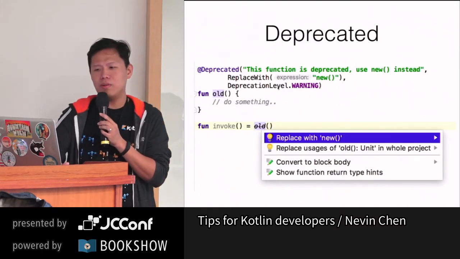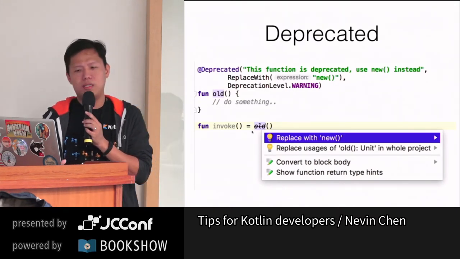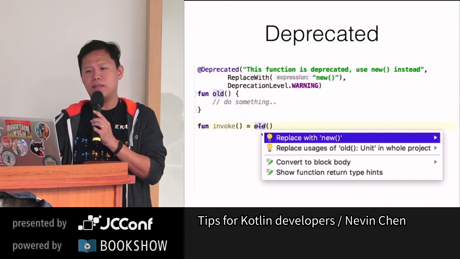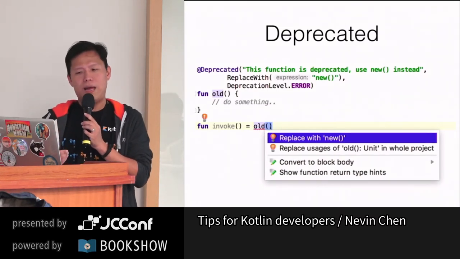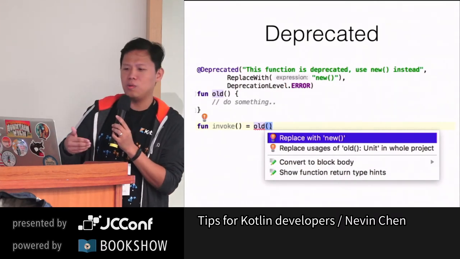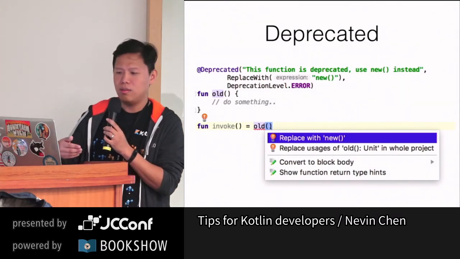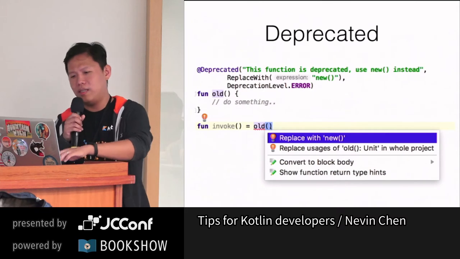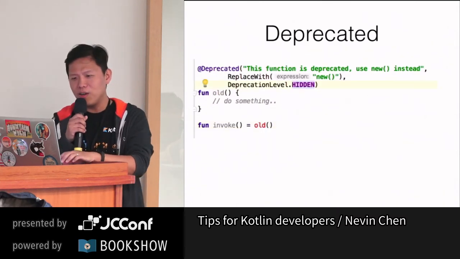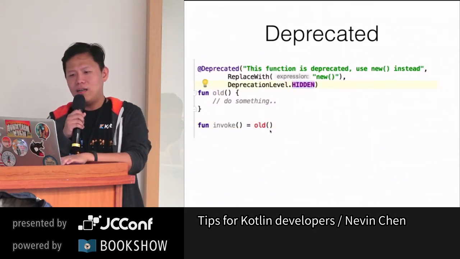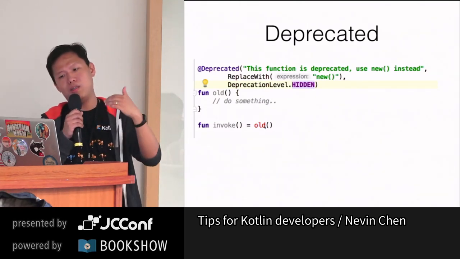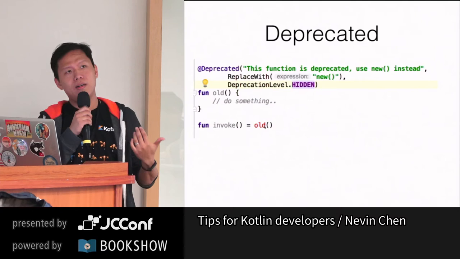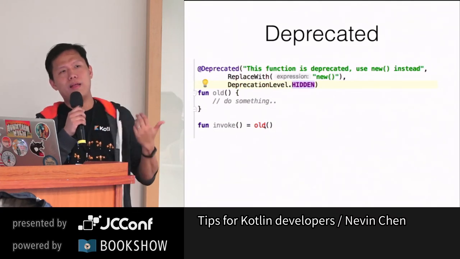And for the deprecation level, if it's a warning, the user will see something like this, and it will still compile. But if it's an error, the user won't compile, and your client needs to upgrade to your new SDK. Another level is called hidden. You need this hidden level because this method may still be used by another library, and you want to keep binary compatibility.